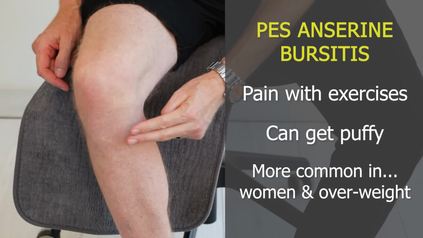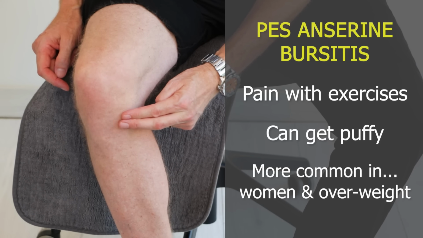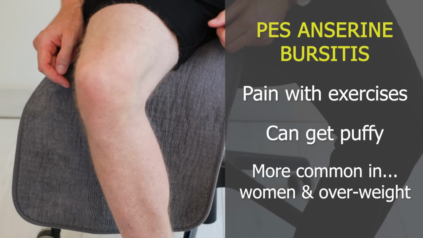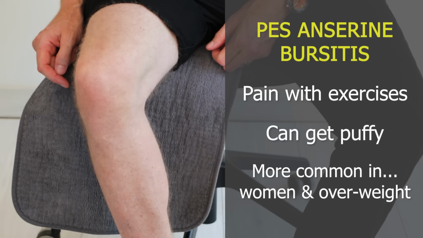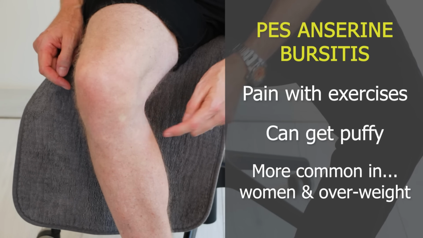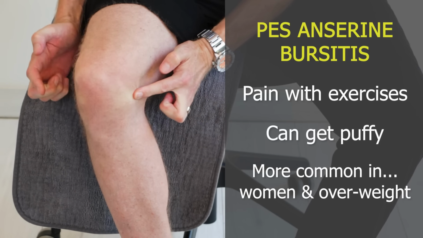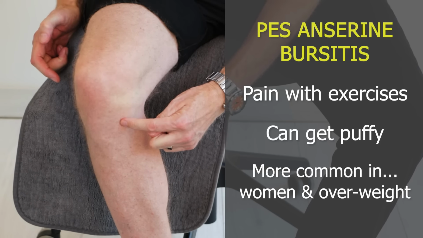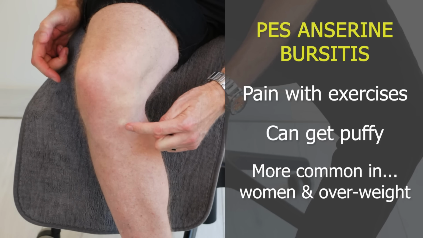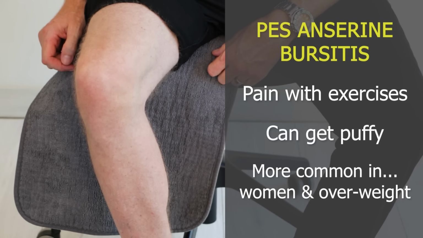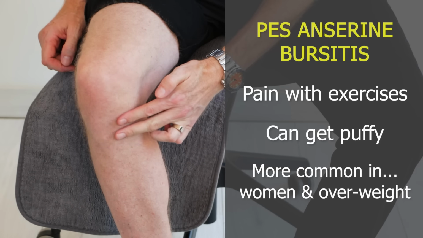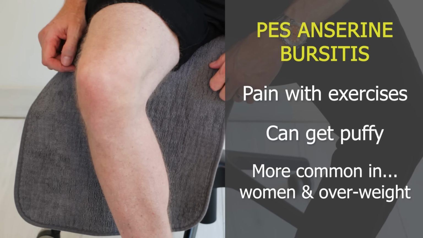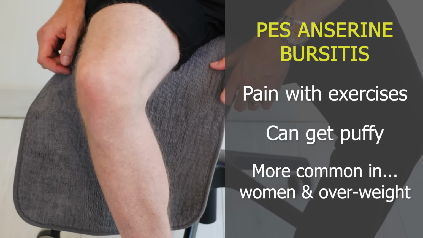A sneaky little one that can confuse some people is inflammation of the pes anserine bursa, a fluid-filled sac in this area, a couple of centimeters below the joint line on the inside of the upper shin bone. This will cause pain with exercise, possible puffiness, and is more common in women and overweight people.